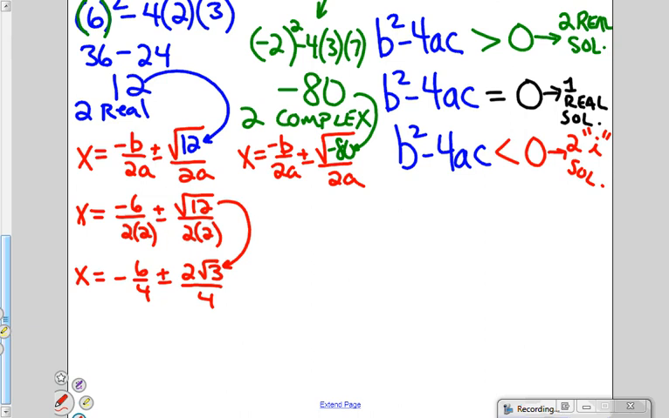That's called simplifying a radical, all right? And finally, negative 3 over 2 plus or minus root 3 over 2. Because this 2/4 reduces to 1/2. Those would be your two solutions, and we'll check them in the next video.